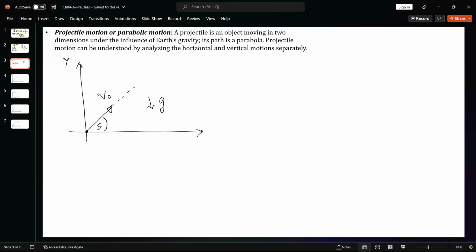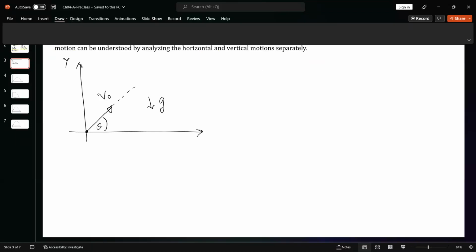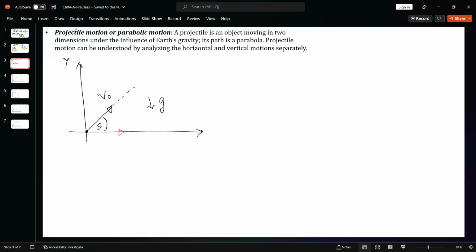As a result of that, the initial velocity components, you can take a look at the x direction: I have v0 cosine theta. In the y direction we have v0 sine theta. Then this v0 cosine theta remains constant. The reason is that whenever the object is in the air, in the x direction there's no acceleration. The x component of acceleration will be 0.